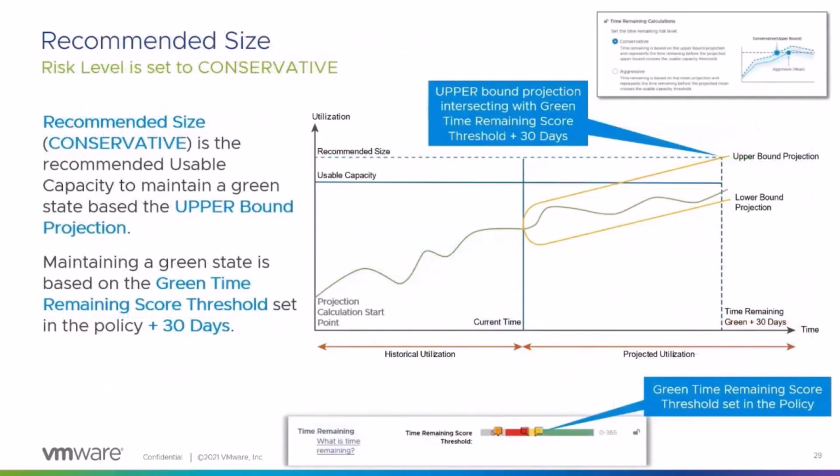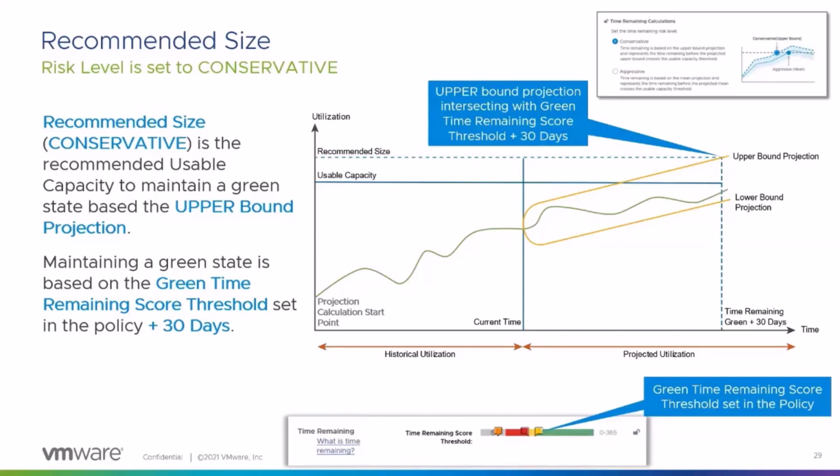So recommended size is the name of the metric that is powering the right sizing recommendations from vRealize Operations. The important part here when looking at the recommended size, whether it's for a cluster or a virtual machine, is that the system takes the projection. This is conservative, so we're looking at the upper bound projection, and then it projects that out into the future. It uses that time remaining score threshold and adds 30 days to it. So for example, for a virtual machine, the threshold was set to 30 days by default, so I add another 30 days on there.